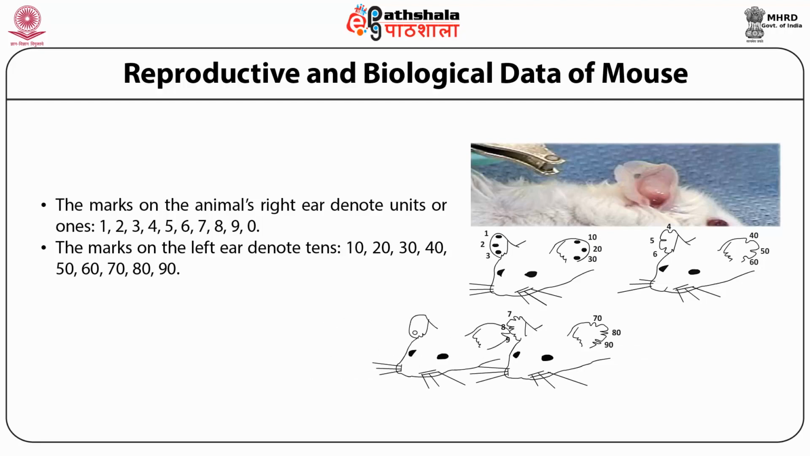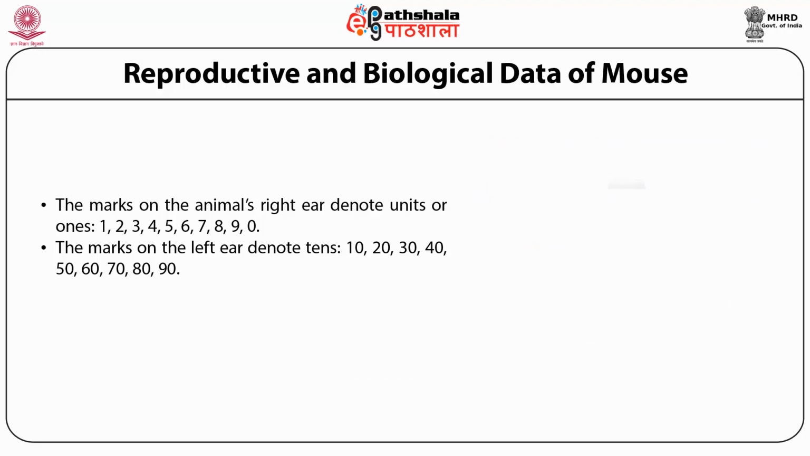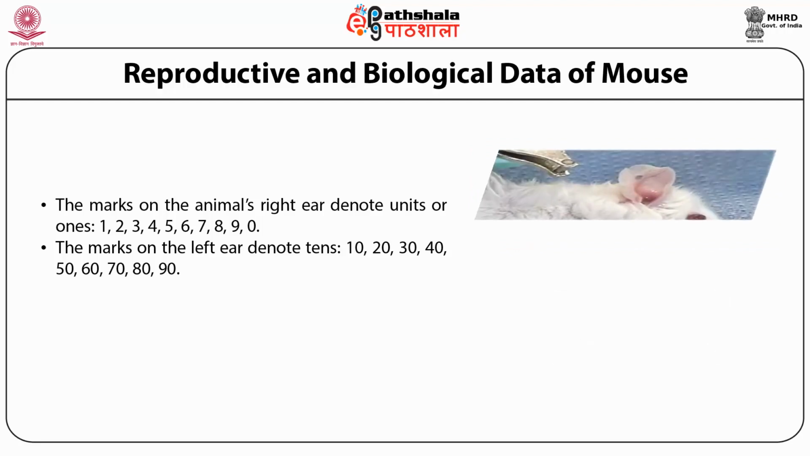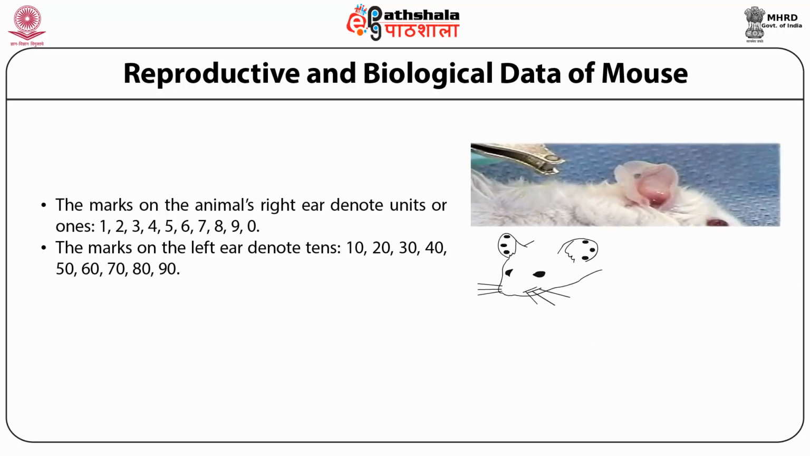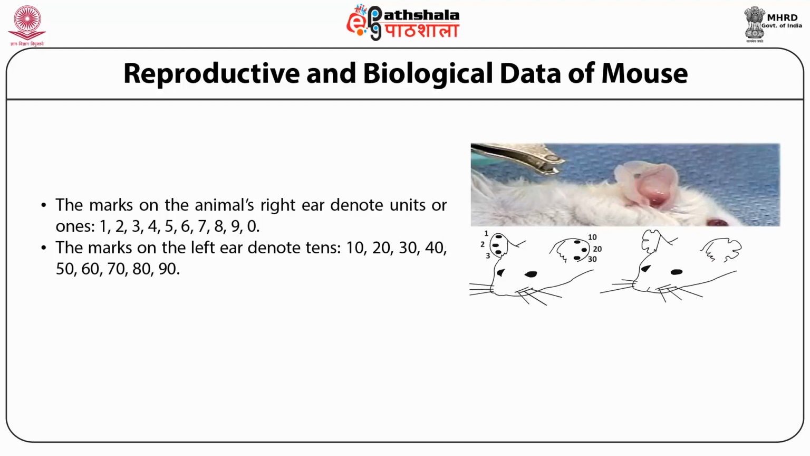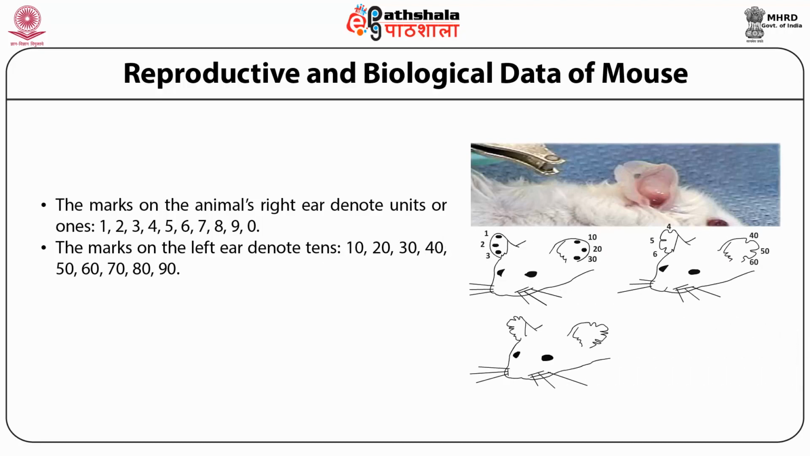So the marking system, what I mean to say is identification of the mouse, is very important. Nowadays one of the methods is ear marking. Nowadays there are many tags available and chips are also available which can be identified very easily.